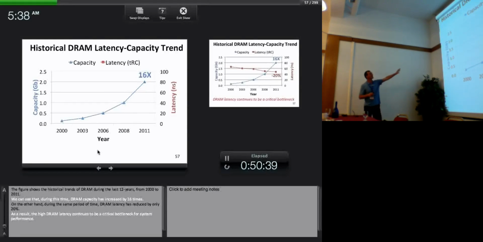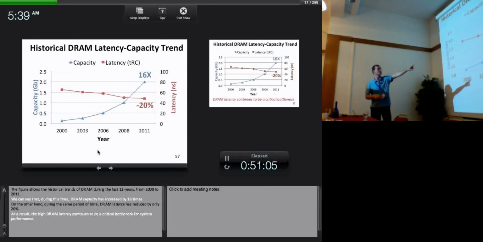But if you look at the trend of DRAM latency and capacity, the capacity of DRAM has improved significantly over the years. This is an exponential curve over the years. And it's improved by 16x from 2000 to 2011. But its latency has not improved significantly. The latency reduction, this is the latency TRC, the row cycling time that I described earlier, reduced by 20%.